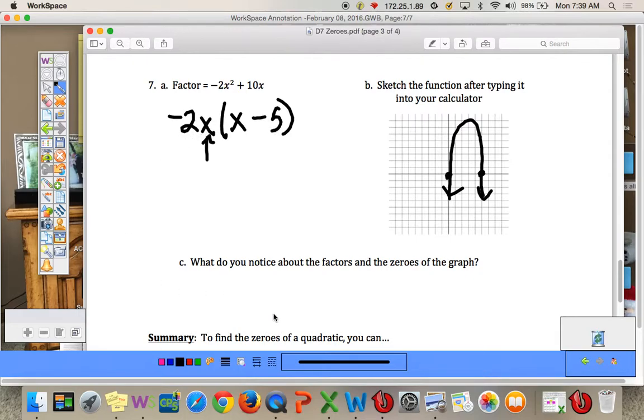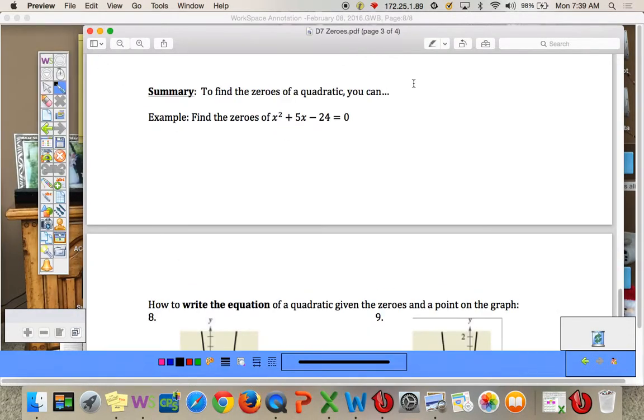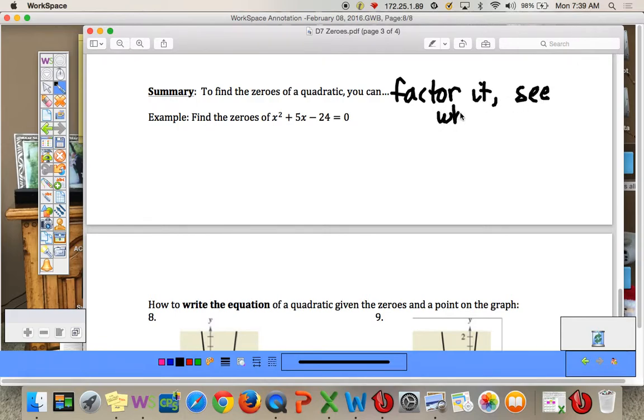So let's talk about this rule, this pattern that we're kind of finding. Summary: to find the zeros of a quadratic, you can factor it and see what makes it equal 0. So you can factor it and then see what makes each factor 0, to find the opposite of the factor.